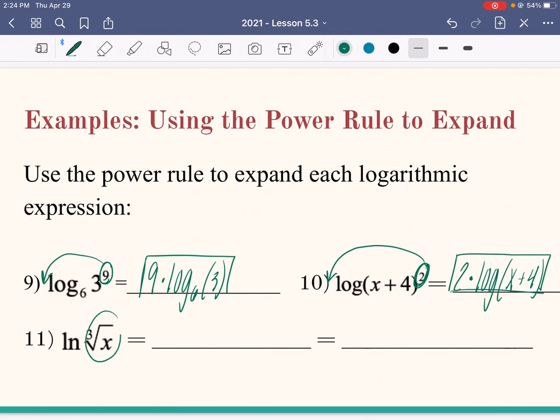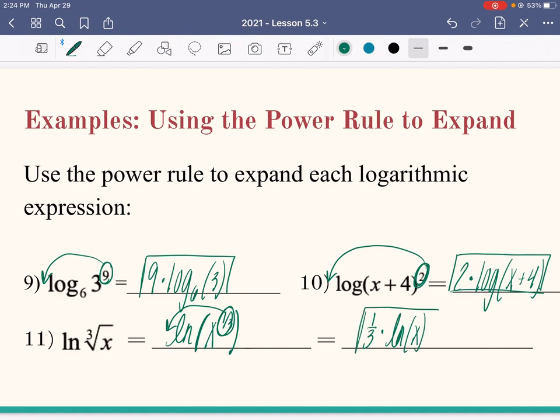Now, when you see this radical symbol or any sort of radical, square root, cube root, fourth root, anything like that, I want you to convert it to a fractional exponent. So that's the only way that we're going to be able to expand this. So this is the same thing as x to the power of 1/3. Okay, and then this becomes the power out in front. So 1/3 times natural log of x. So you definitely will see radical symbols pretty frequently, and that's why you need to just be aware you're going to rewrite them as fractional exponents.